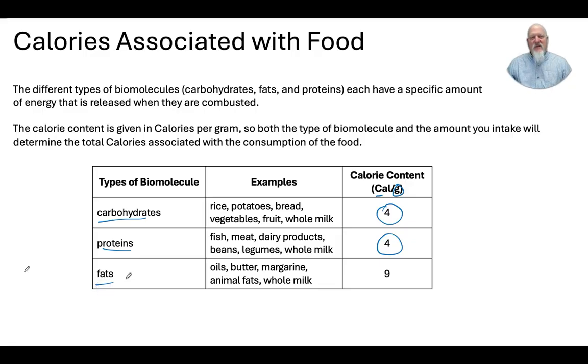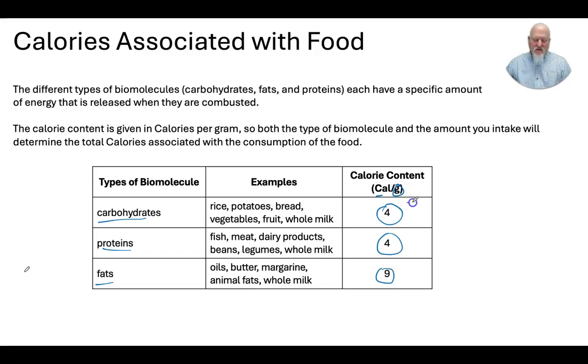And the last one we have is fats. Fats have a calorie content of 9 calories per gram, definitely the highest of the 3. And fats are going to occur in a lot of things, but definitely in oils or butters, whole milk. Any animal fats are going to have, obviously, fat.